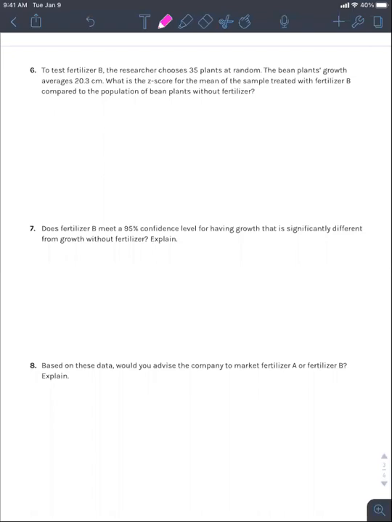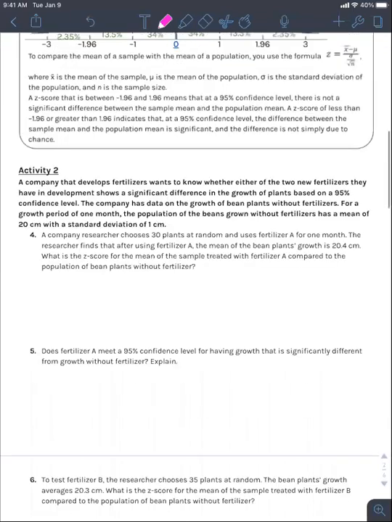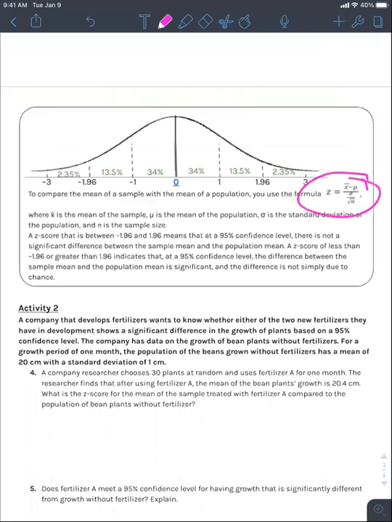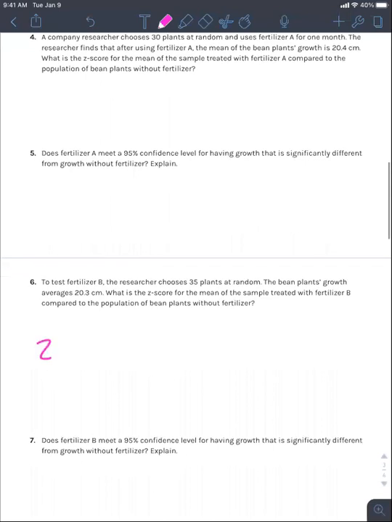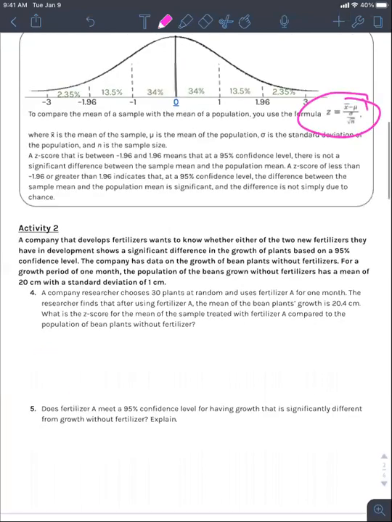So whenever we were doing z-scores before, we were using this formula way up here, right? Where x bar is the mean, mu is the mean for the population, sigma is the standard deviation, and n is the sample size. So we're using that formula again. Did I write it right? Yeah.